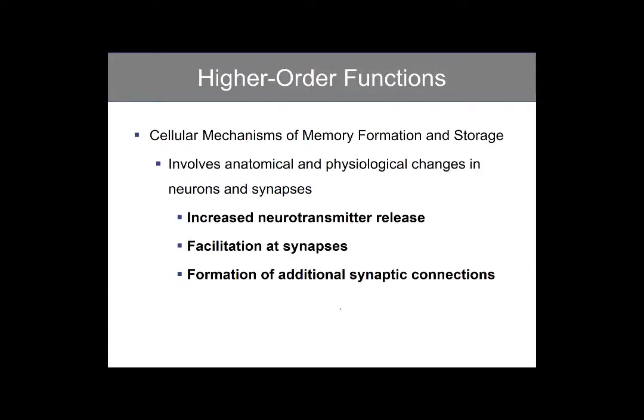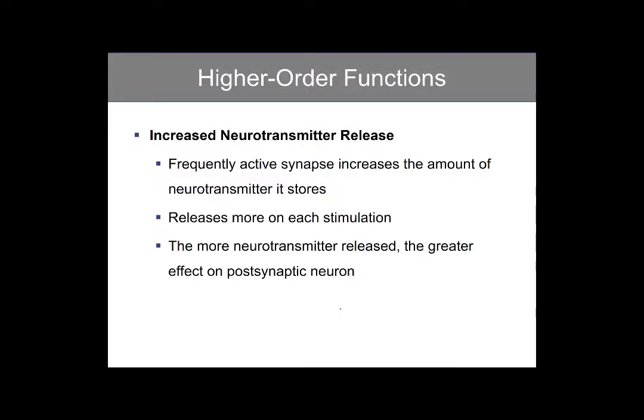The cellular mechanisms of memory formation and storage involve both anatomical and physiological changes, both at the level of the neuron as well as the synapse. There are three ways in which these changes occur. First, increased neurotransmitter release. Frequently active synapses increase the amount of neurotransmitter they store. So the more a synapse is utilized, the more neurotransmitter is stored within that synapse, and the more is released upon stimulation. And the more that is released, the greater the effect on the postsynaptic neuron.